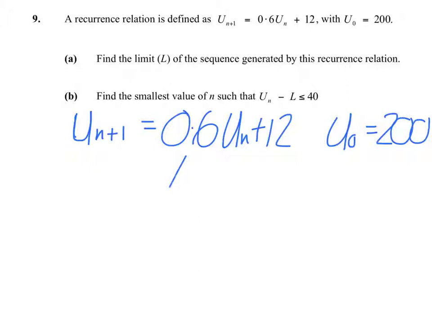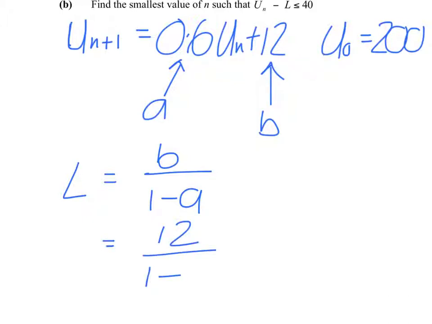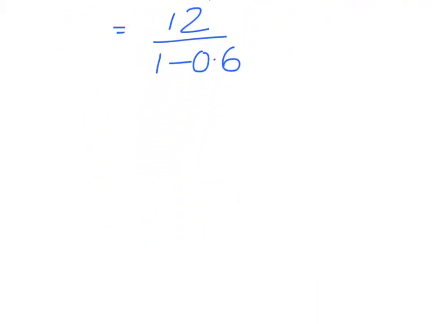So from our knowledge of recurrence relations, we know that that is the value for A and that one is the value for B. And if we want to find a limit of a recurrence relation, we use our limit formula, which is B divided by 1 minus A. So that is 12 divided by 1 minus 0.6. So that's 12 divided by 0.4. Now to do that, that's quite tricky.